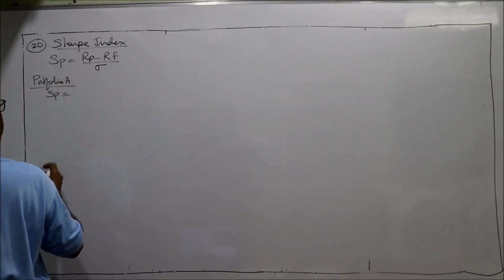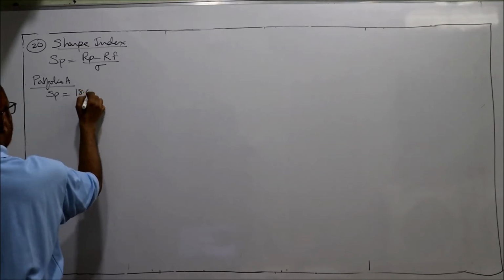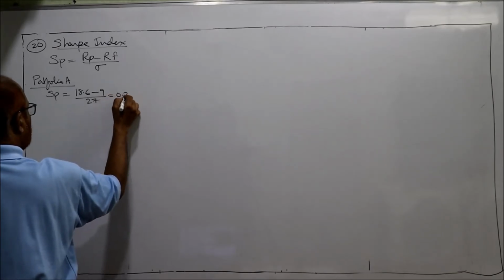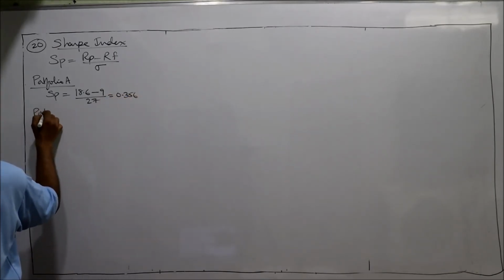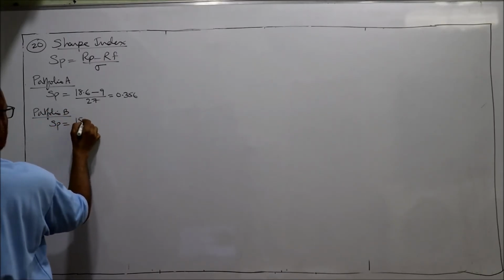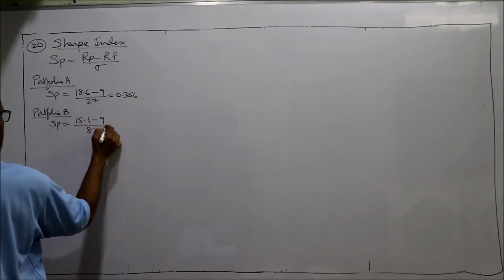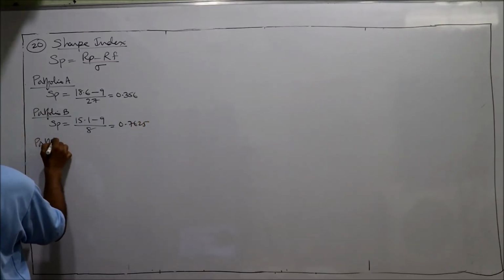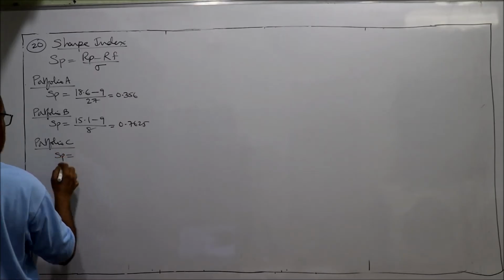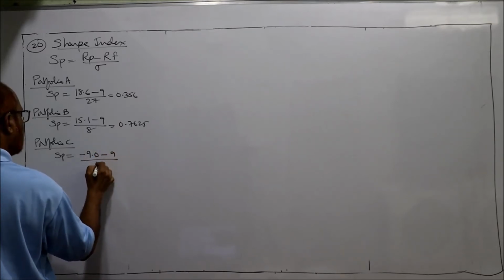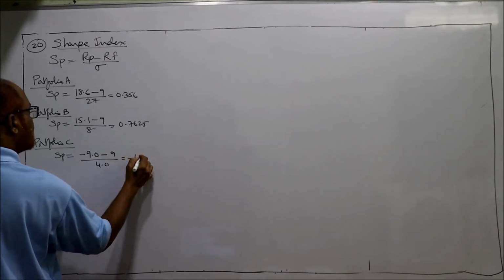Portfolio A. The return is given 18.6 minus 9 divided by 27. It is 0.356. Then portfolio B. SP is equal to 15.1 minus 9 divided by 8. 0.7625. Portfolio C. SP is equal to 9.0 minus 9 divided by 4.0. It comes to minus 4.5.